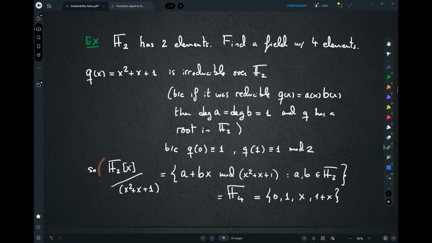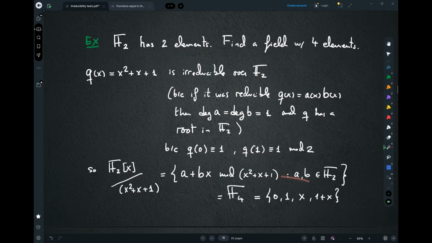And that tells me that this quotient has to be a field with 4 elements. So the representatives for the elements are polynomials a plus bx, so they are just the polynomials 0, 1, x, and 1 plus x. For example, if I multiply x by 1 plus x, that's x plus x squared, which modulo x squared plus x plus 1 is 1. So x is a unit, 1 plus x is a unit, and they are inverses of each other.